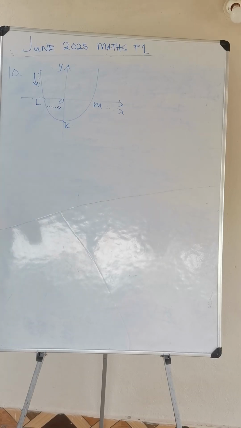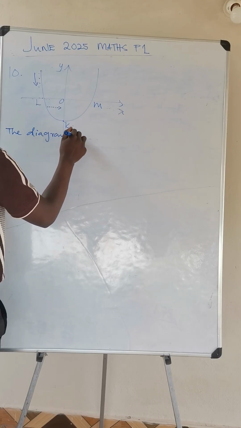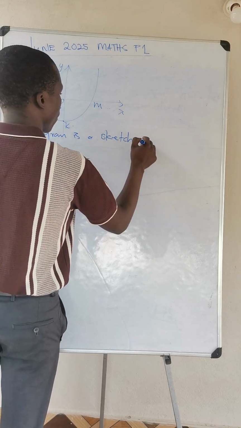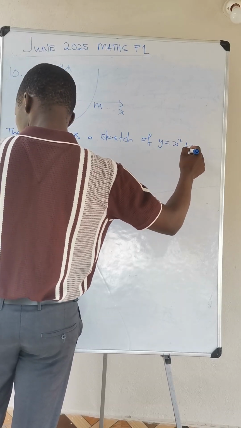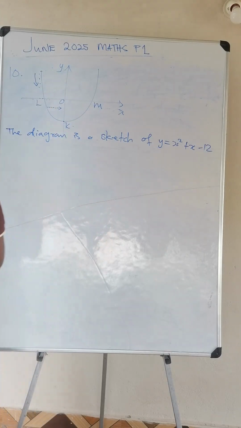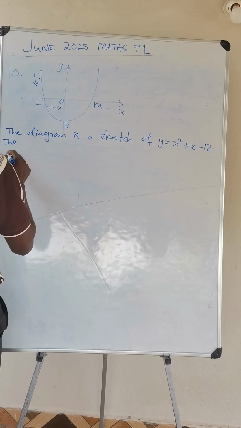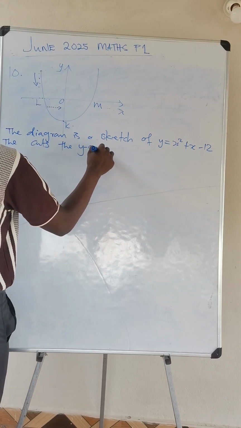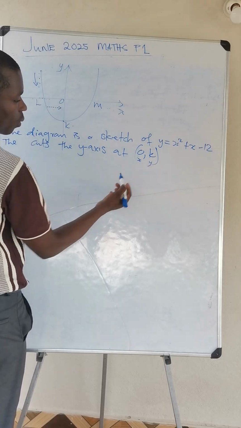Then our question, let's go to part A. The question says the diagram is a sketch of y is equal to x squared plus x minus 12. Then the graph cuts the y-axis at 0, k. It means this is the x coordinate, this is the y coordinate.